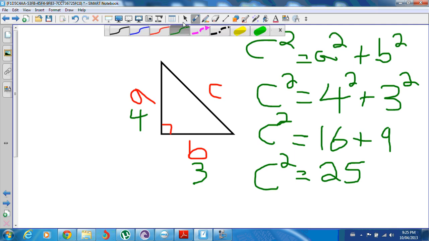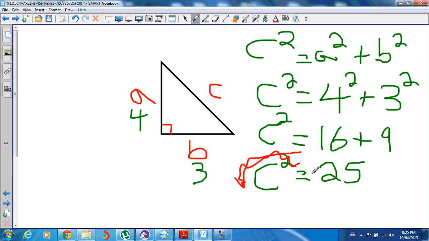The easiest way is to do the opposite of what squaring something is. You do the square root. So the square root of C squared will cancel out the square of the C there. But of course, remember, whatever you do to one side of the equal sign, you must do to the other.